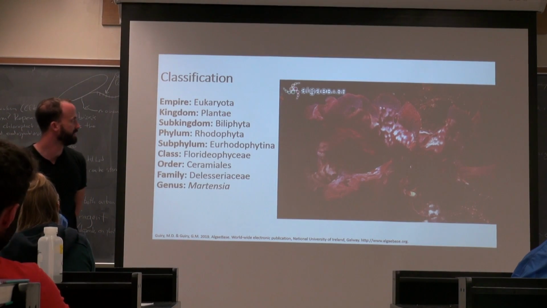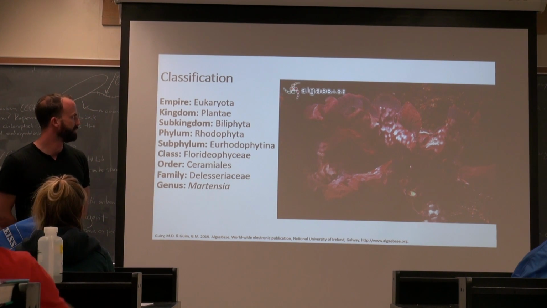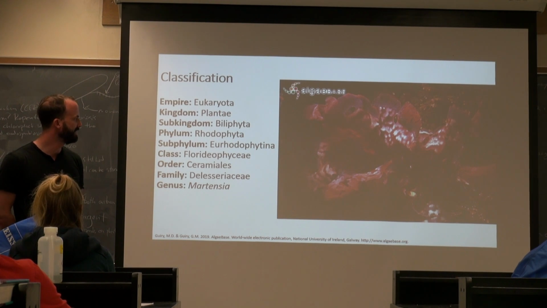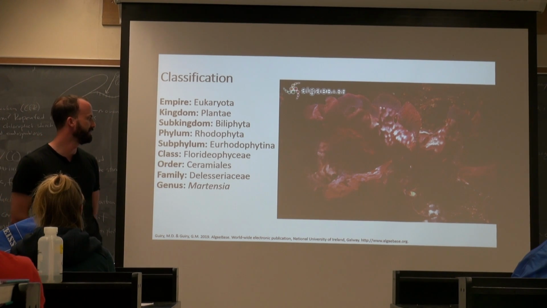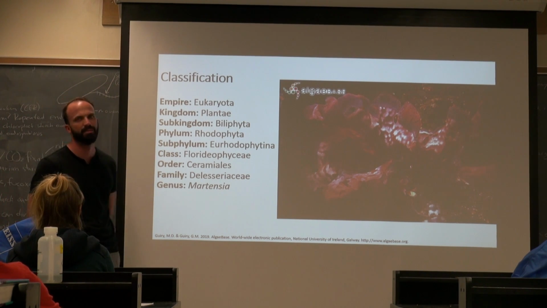So the classification: Empire is Eukaryota, Kingdom Plantae, Subkingdom Biliphyta, Phylum Rhodophyta, Subphylum Rhodophytina, Class Florideophyceae. Order is Rhodymeniales. I'm not going to try to pronounce the family. And then the genus is Martensia.